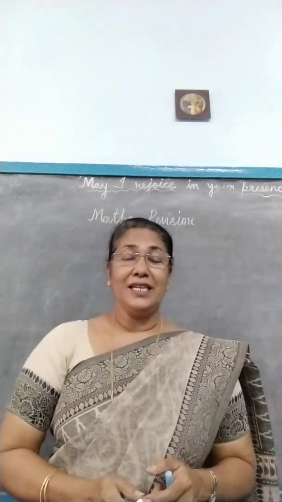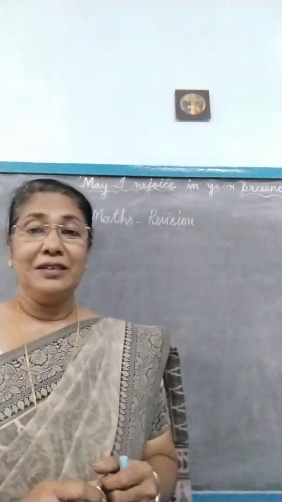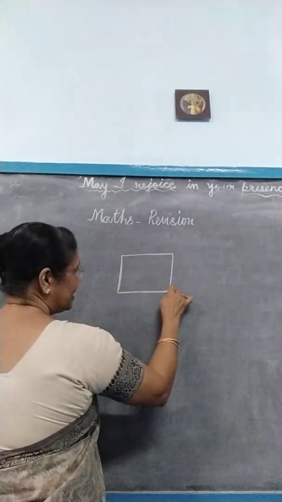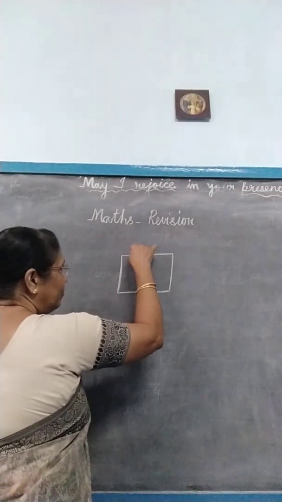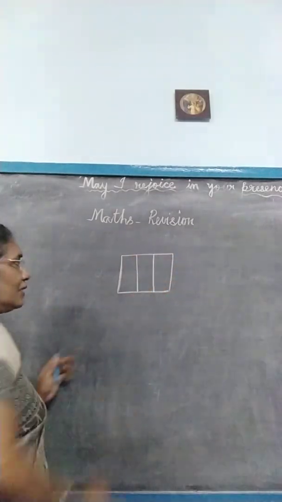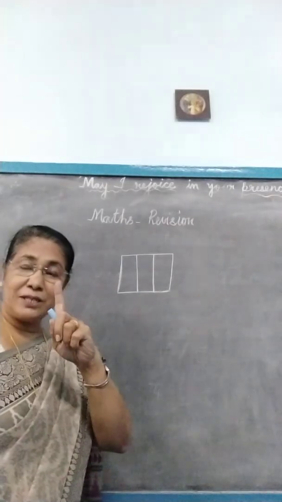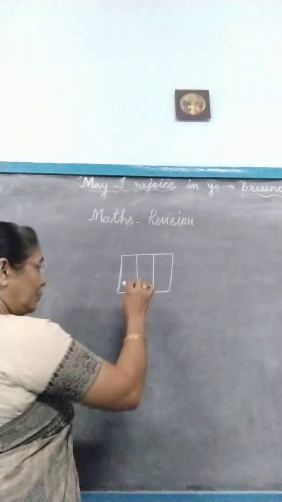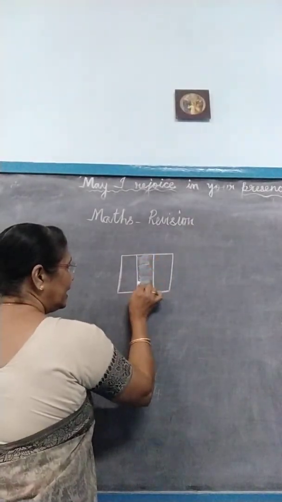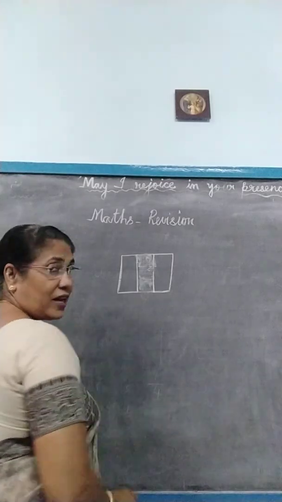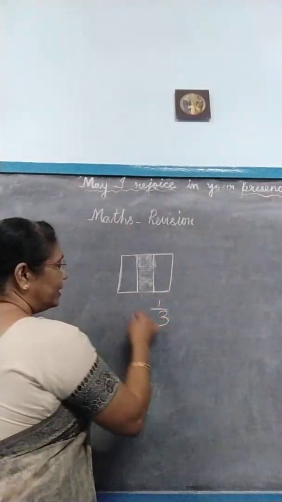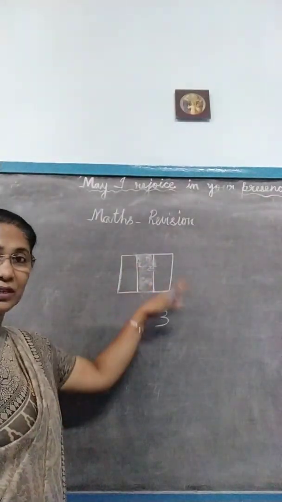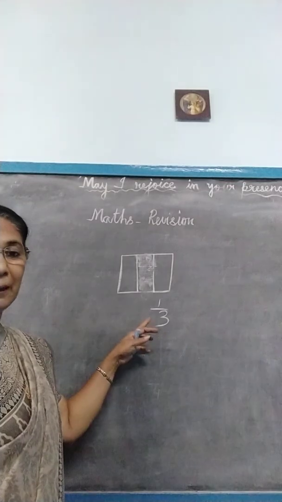Now I'm asking you to shade 1/3 of the picture. You draw the picture first, and then make it into 3 portions. I'm asking you to shade only 1 portion, so you just shade like this. And what fraction should be written? 1 by 3. Only one part is shaded out of the 3 parts. This is 1 by 3.